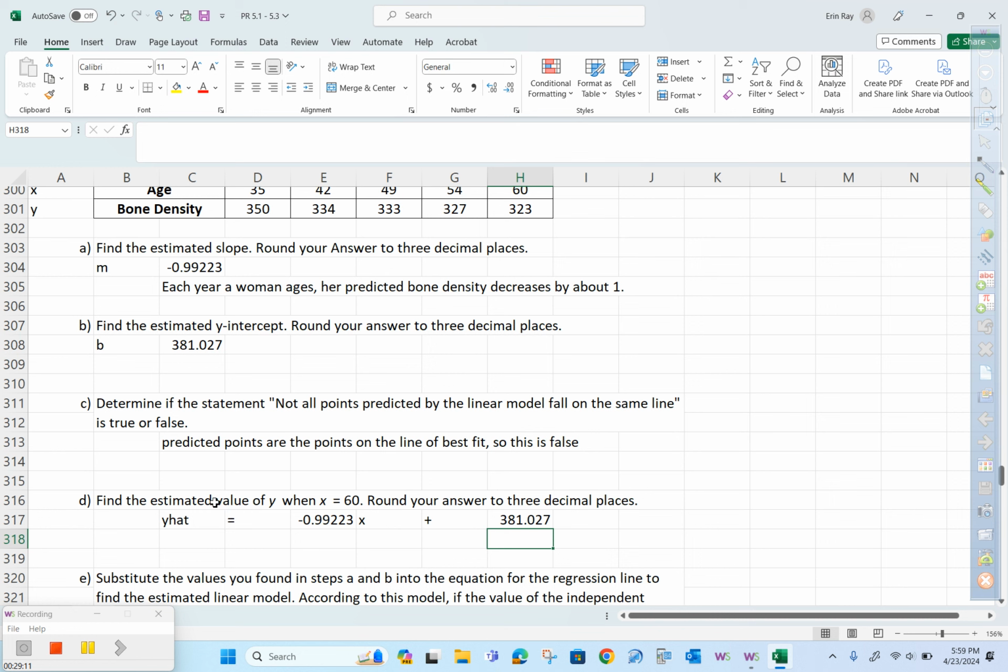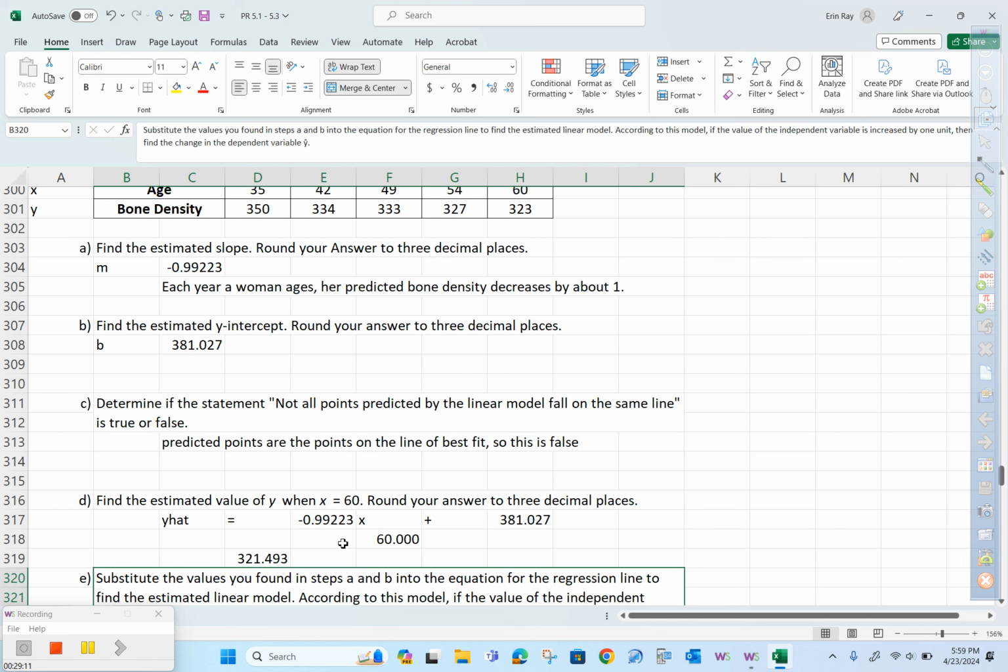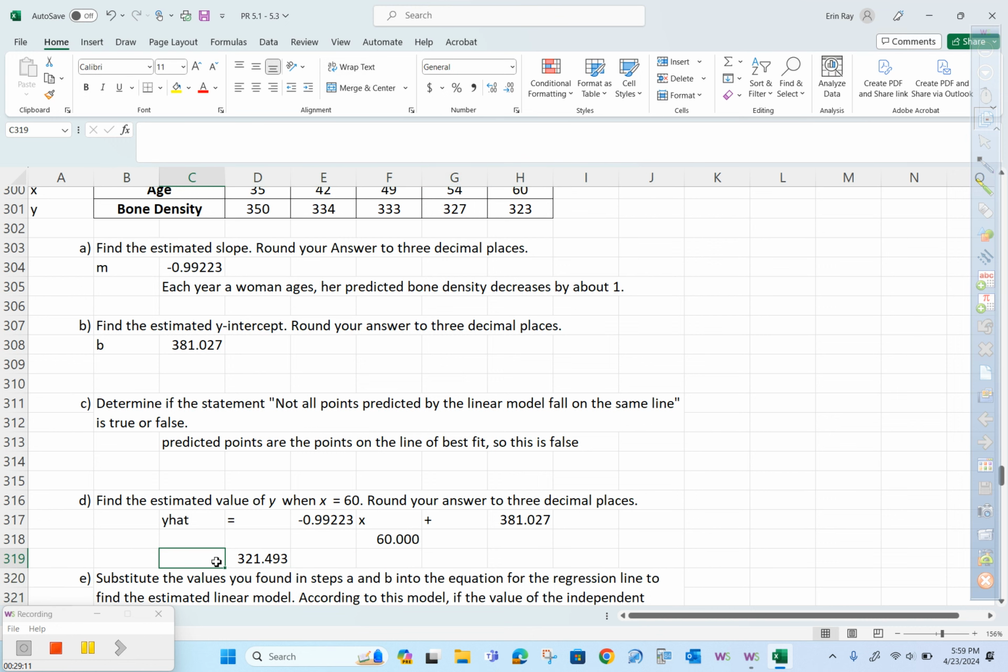It says find the estimated value of y when x is 60. So we're plugging in 60 here. So we can do that all in one go. Times 60. Let's actually just put 60 here for a moment so you have those notes, and we'll just do it below. So equals that times 60 plus our y-intercept. So the predicted bone density is this 321.